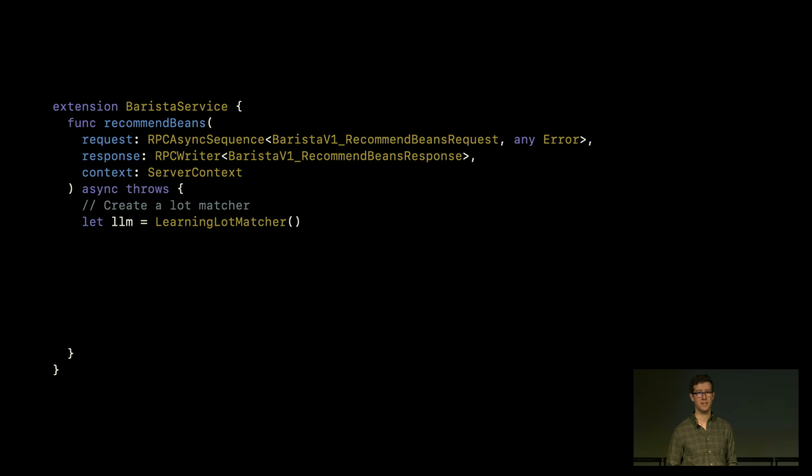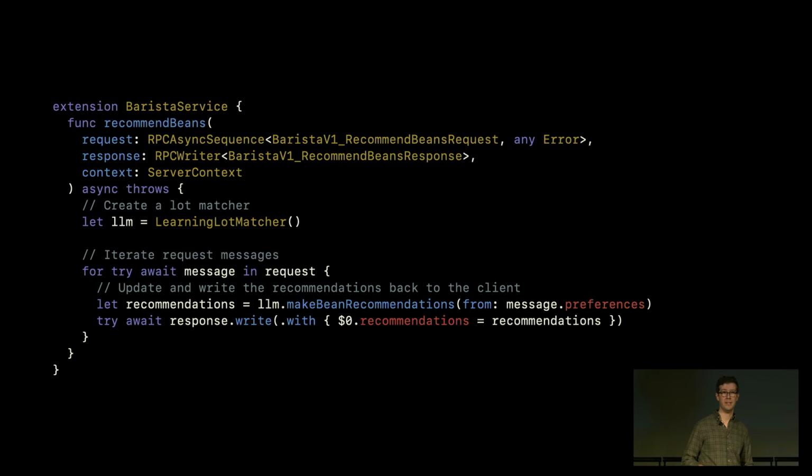It provides recommendations for single origin coffee beans grown in particular coffee lots, refining its recommendations based on its input. You could call it a learning lot matcher. We iterate the stream of request messages and feed each of them into the matcher. It produces a set of recommendations, which we write back to the client. I'm absolutely certain we'll love the recommendations.